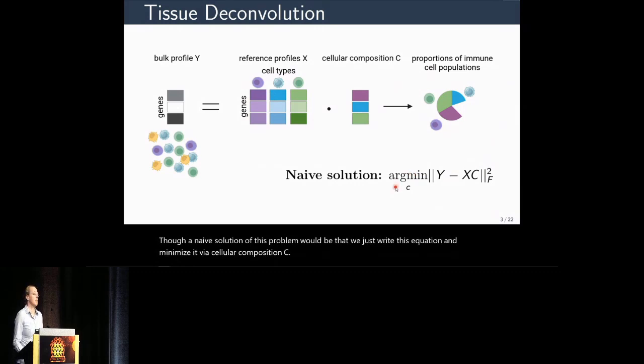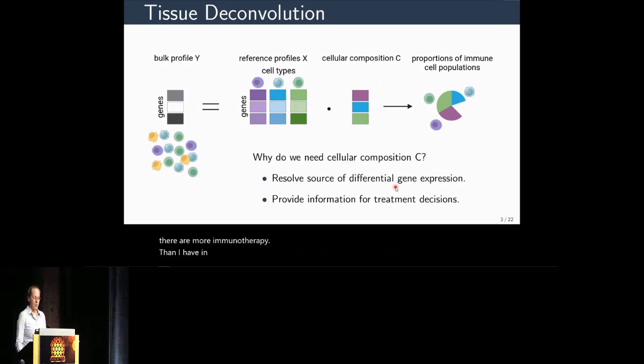But in reality, this is not so easy. We have to deal with several problems. It can be that we have reference profiles of two immune cell types which are very similar, which is difficult to disentangle, or that we have a cell type which makes up just a small amount of the bulk profile, or we have missing reference profiles. That means there are more immune cell types in my bulk probes than I have in my reference matrix.